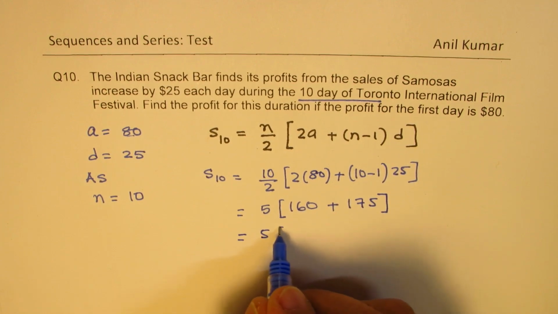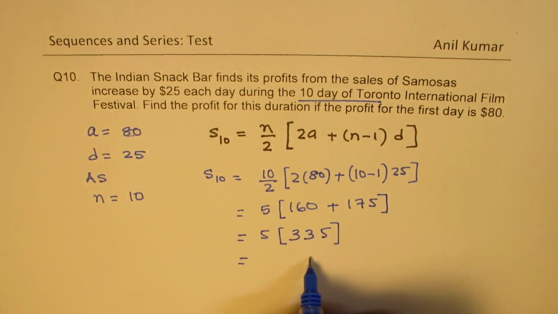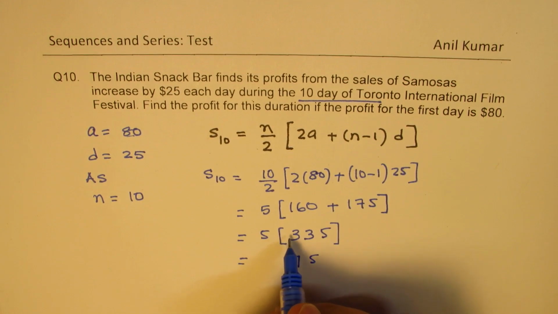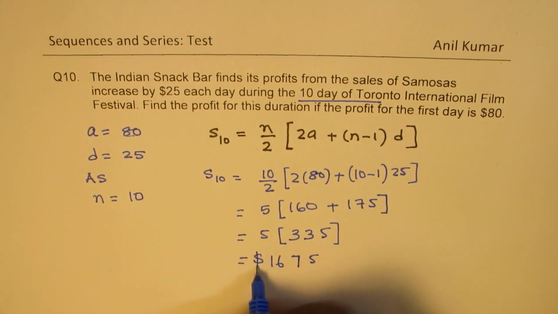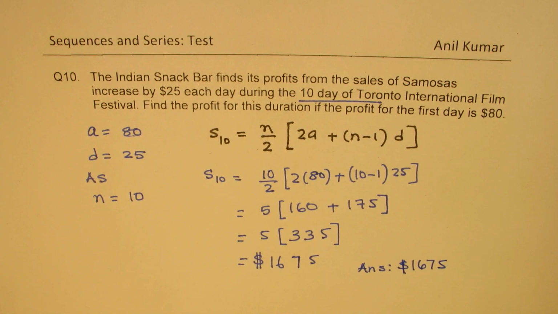So that becomes our answer, right? So we get 5 times 385. And multiplying by 5, 5 times 5 is 25, 5 times 8 is 40, and 3 times 5 is 15, giving 1925... and the profit is in dollars. So our answer here is $1675. Correct?